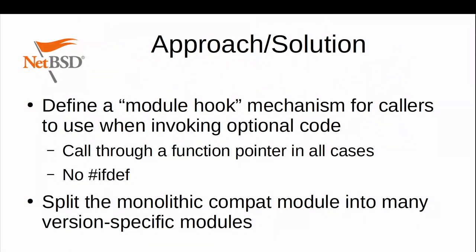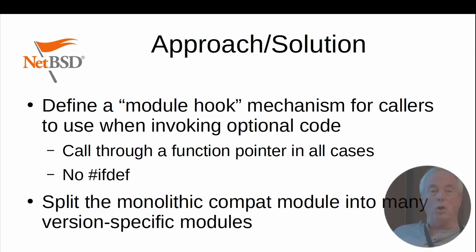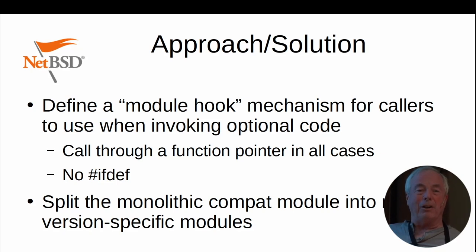So I worked with one of our other guys, Taylor Campbell, to define a module hook mechanism so that when the compat module code is loaded, it installs a hook in a known location in the kernel. Code that might want to call compat code, if it exists, does an indirect call through that hook. If the hook is set, it calls the compat code. If the hook's not set, it doesn't do anything. It just returns pass-through. That would have been great all by itself, just having the function pointer. And in fact, some of the code had been indirect call modified previously, but it didn't solve the problem of unloading the code out from underneath the code being executed.